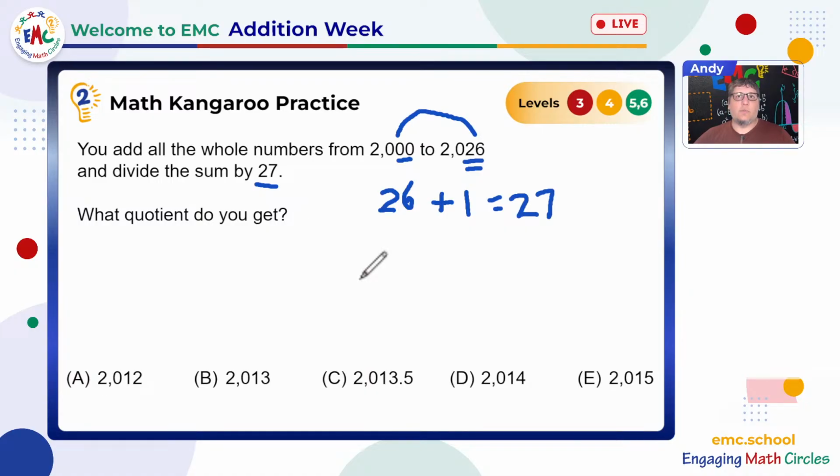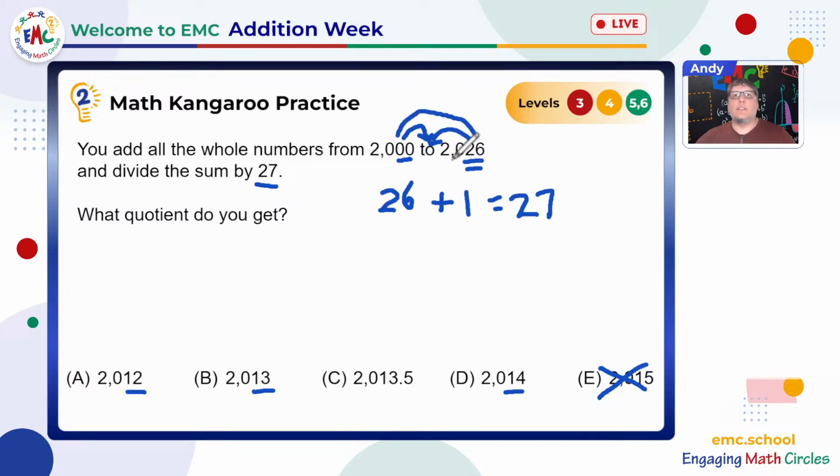How do averages work? Well, they're trying to find the number that's in the middle of all the numbers. What number is in the middle of all of these numbers? It's probably one of these three. We can eliminate this one. It looks a little too big. It's too close to 2026.